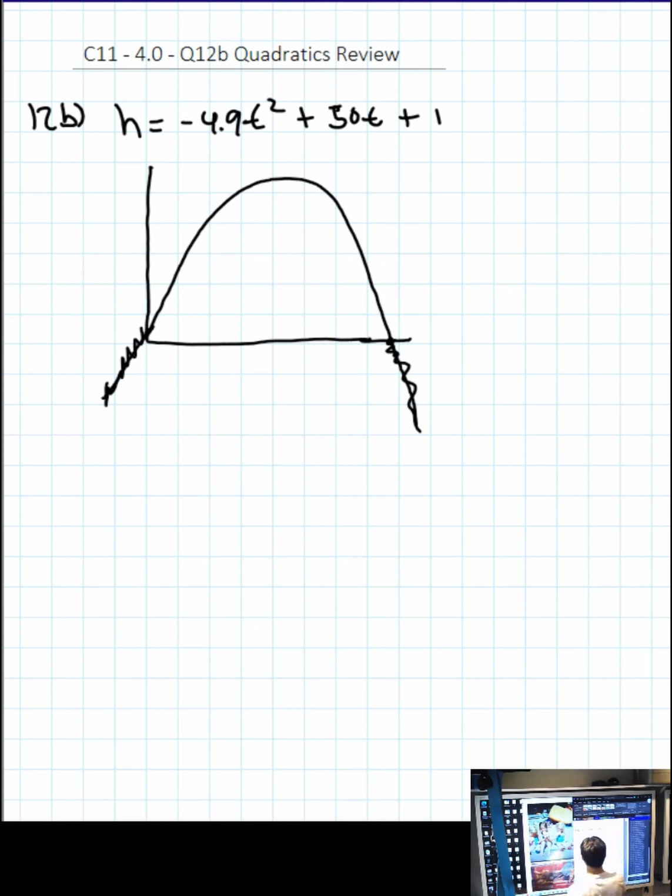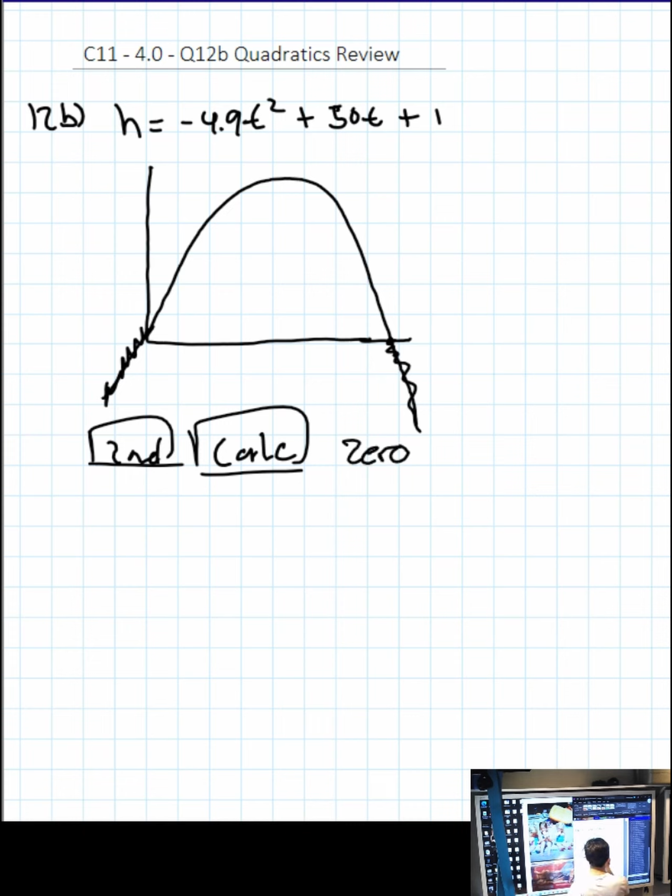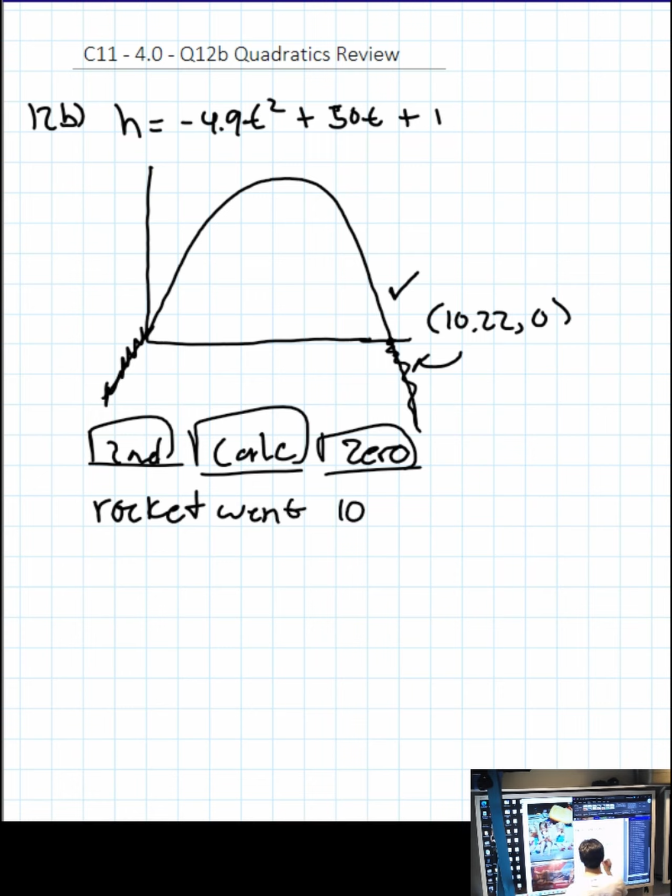So we're going to press the buttons second, calc, C-A-L-C, and zero, Z-E-R-O. So it's asking us to go left bound, right bound. So let's go left bound and press enter. Then it's going to ask us to go right bound, below, press enter one more time, and it gives us our zero at 10.22, open bracket, 10.22, comma zero. So let's answer the question in English. So let's say the rocket went 10.22 seconds in the air.